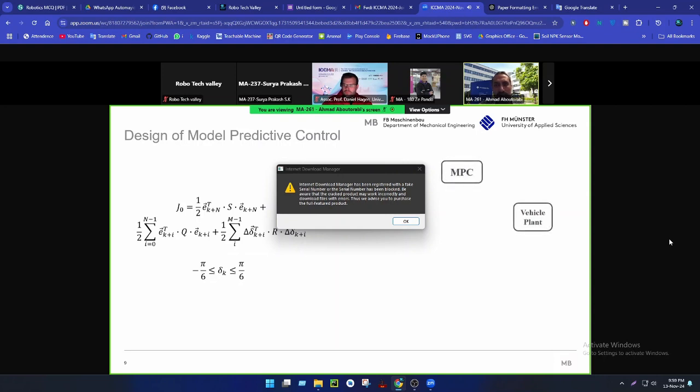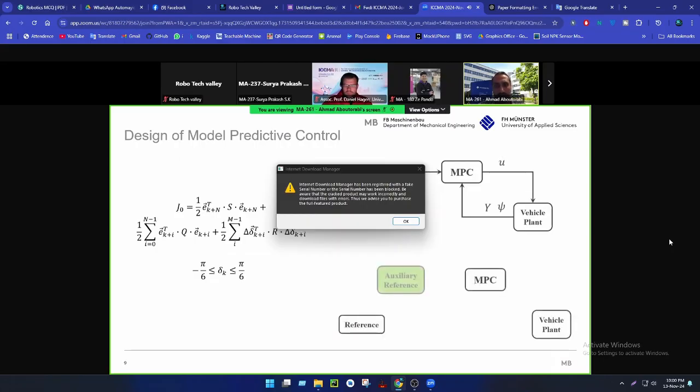The important thing is that the block diagram of the normal MPC is something like this, but in our proposed model, we have the new block, the auxiliary reference, that comes between the reference, vehicle plant and the MPC and produces the auxiliary reference in each step based on the situation of the road and the width of the corridor.